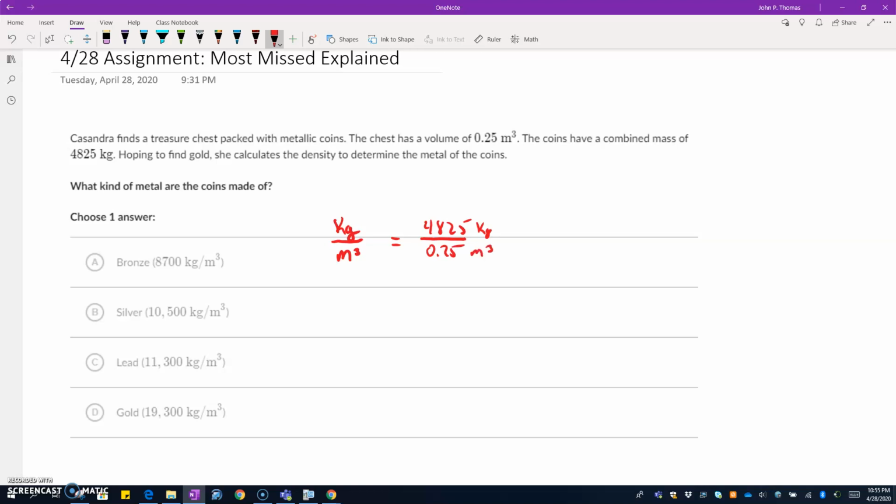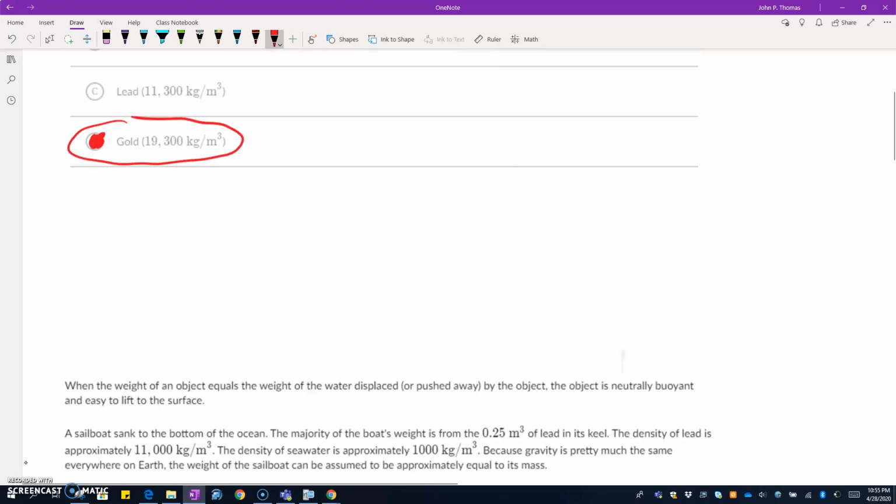Now, if I take the 4,825 and divide that by the 0.25, I end up at 19,300, and that would be kilograms per meter cubed. All right, so that is the density of the metallic objects, the coins. I look to my list, and it looks like the only one with that level of density is going to be gold. So my correct answer on that one is D. I hope that helps for the first one. Let's take a look at the next one.